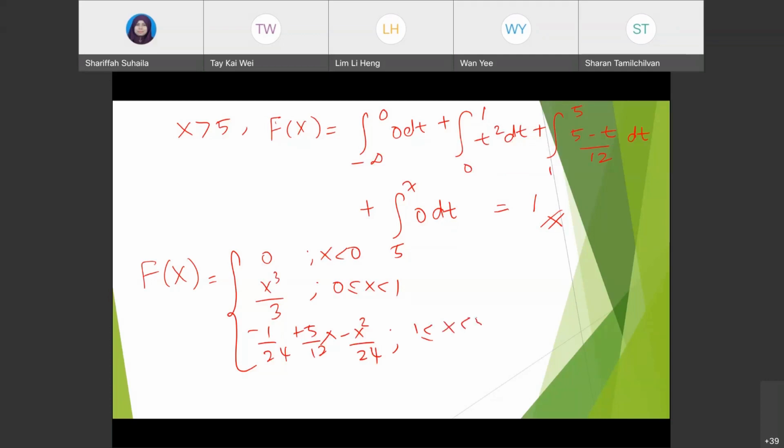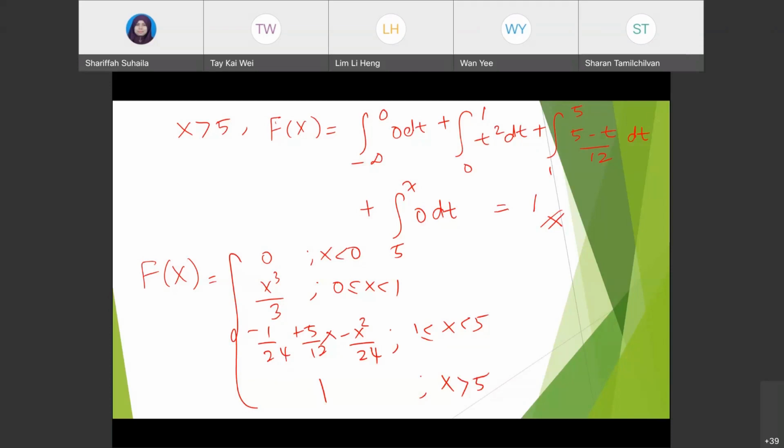Then the last one, you will get 1, x greater than 5. Yeah, so this is your cumulative distribution function. Okay, double check, cuba differentiate balik. Dapat tak balik dengan dia punya small fx tadi. Okay, so that is part A. So build up your cumulative distribution function.